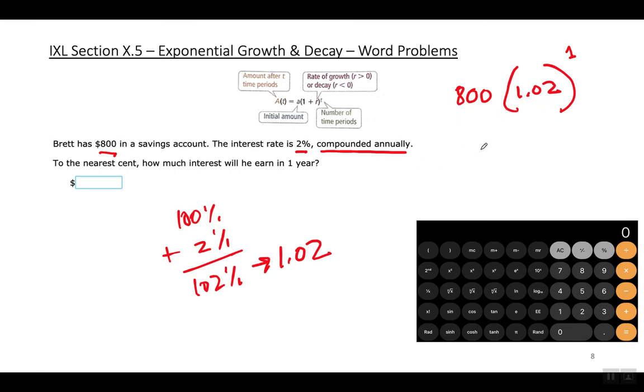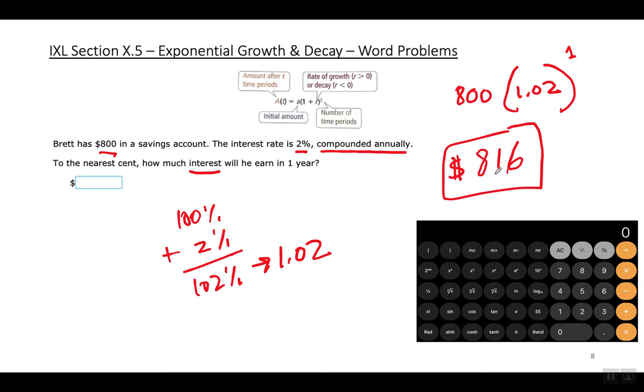When you multiply that, you get 816. However, that is not my answer. Let's look at the question again. The question was not how much money will he have after 1 year. The question is how much interest will he earn in 1 year. The interest is the amount of money that was added to his initial amount. His initial amount that he put in the savings account was $800.